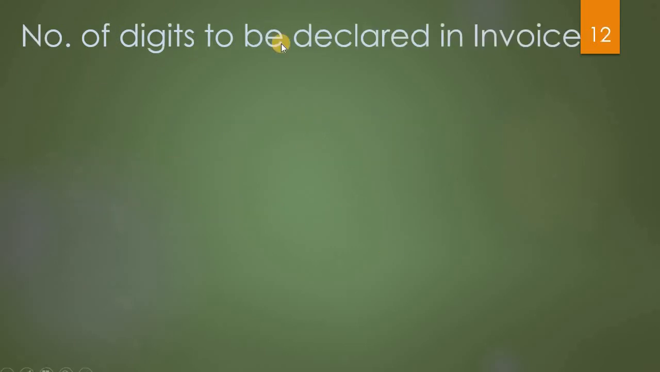The next one is the number of digits to be declared in the invoice. How many digits have to be declared in the GST tax invoice, we have already discussed in the previous session. How many HSN digits need to be declared in the invoice? There are 8 digits, of course, but how many need to be declared? It is basically based on the turnover of the trader, businessman or organization.